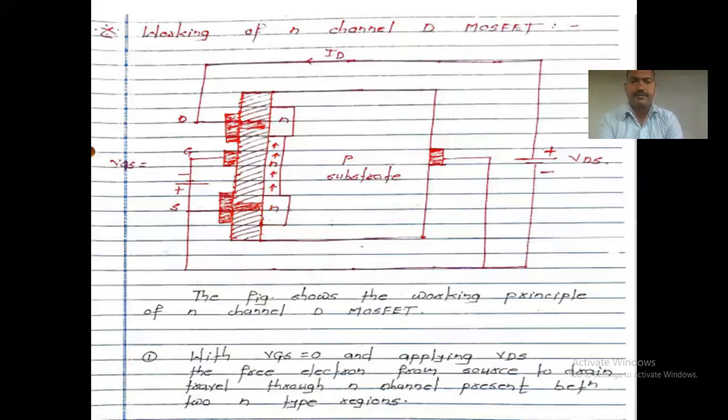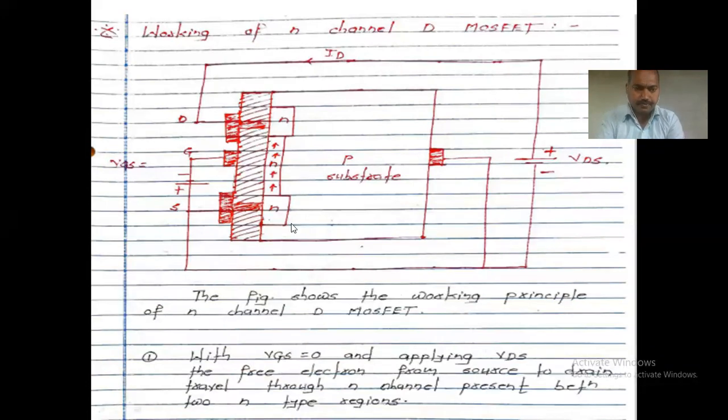Now we will see the working of the N channel DMOSFET. One of the important things with respect to N channel is that in your N channel DMOSFET, N channel indicates that there is formation of electrons, or current conduction takes place due to electrons only, right?